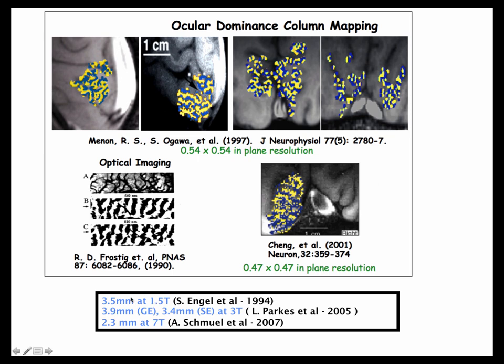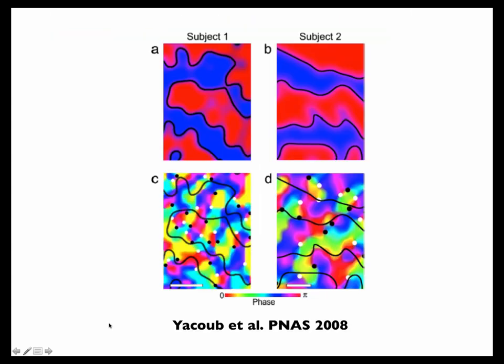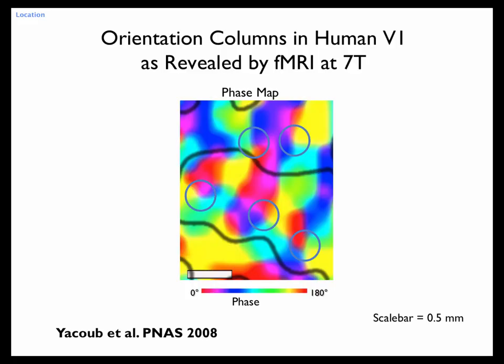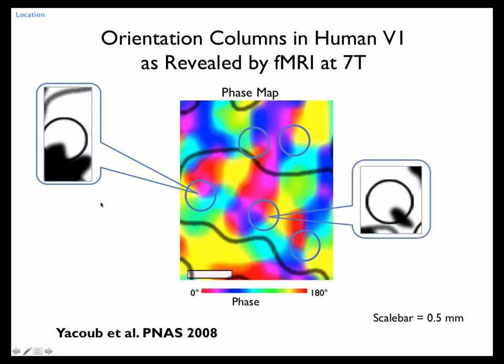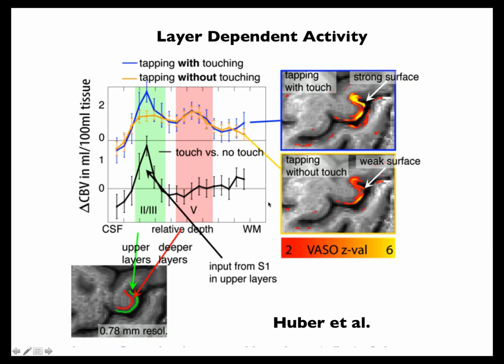People have tried to quantify the point spread function. Most recently, Amir Shmuel in 2007, at 7 Tesla, it's a little bit better because you're more sensitive to capillary effects. It's 2.3 millimeters. As I mentioned as well, the tour de force was doing orientation columns, 2008. This hasn't been replicated, but it's still something that was super impressive. That is sort of the demonstration of the highest possible resolution, on the order of 0.5 millimeter resolution in terms of the functional resolution.